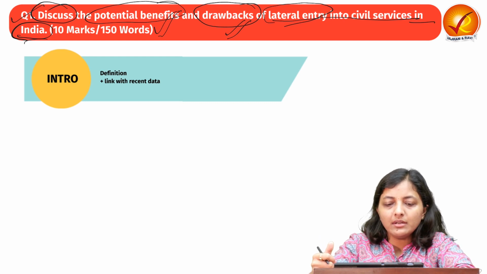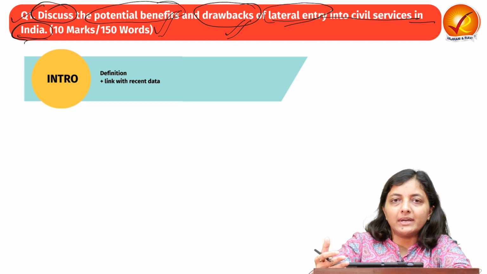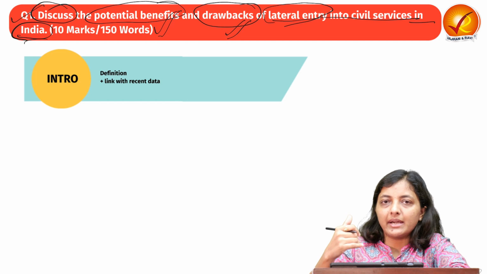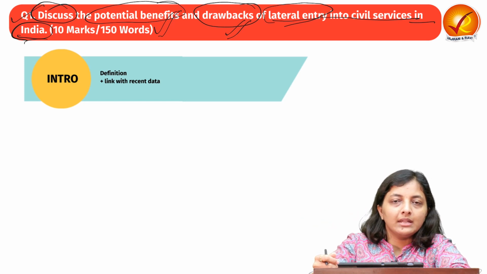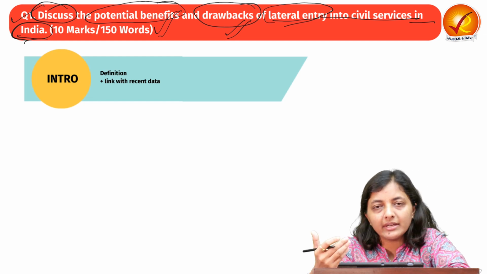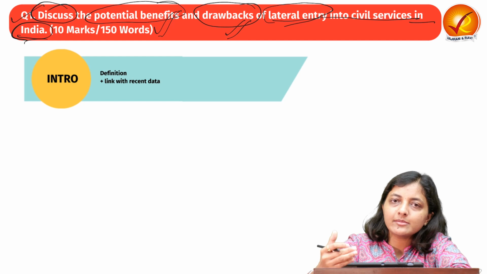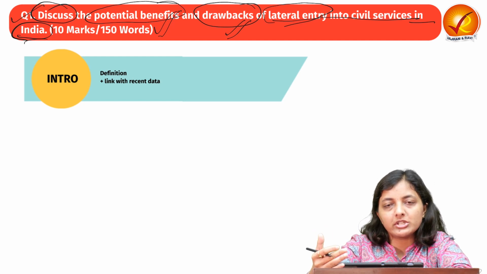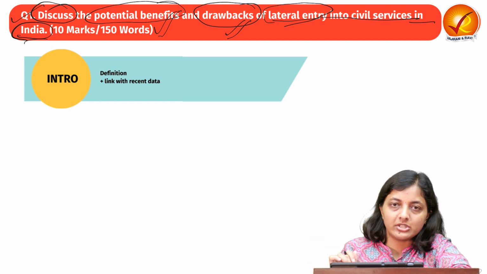Next comes the body part. Body part in a 10 marker question mostly consists of 2 parts. So we will write the headings followed by the subheadings and the arguments and examples wherever possible. Then finally in conclusion, either we can do a summary, we can write some suitable case study, or we can write some suitable measures to enhance the effectiveness. It's according to what the question is demanding. So we will follow this structure.